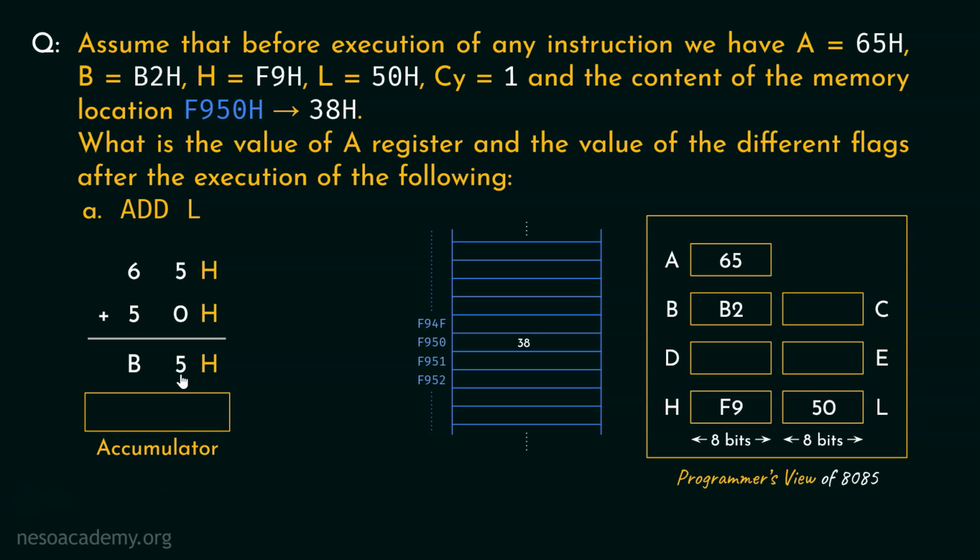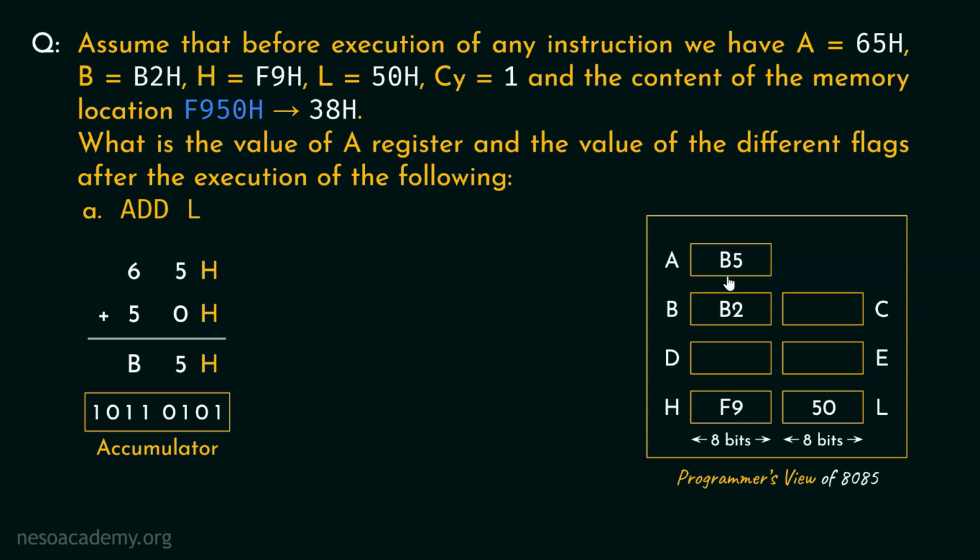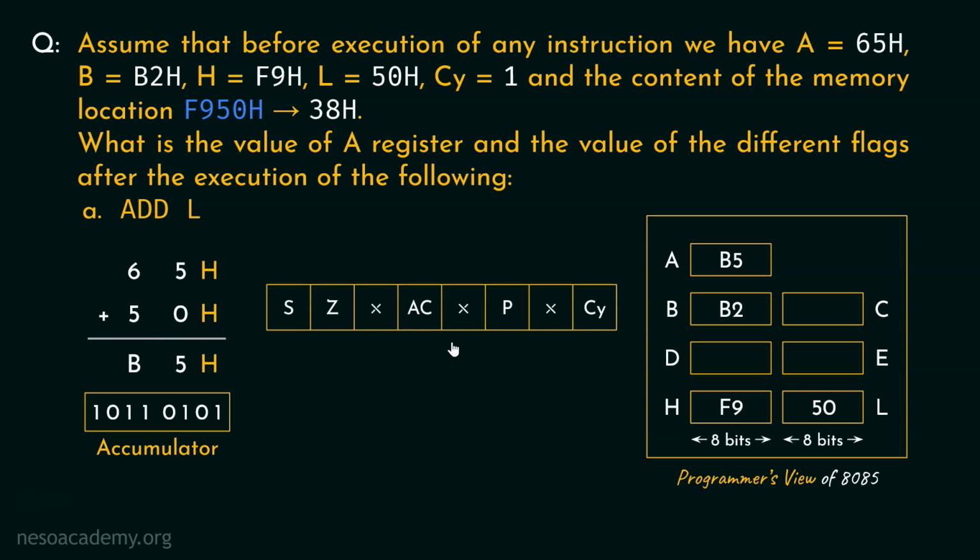Now the 4-bit binary of 5 is 0101. What about B? B is 11 and in binary it is 1011. So within the accumulator, the outcome, that is B5, will be loaded. So that's the value inside the A register after the addition has been performed. Let's now check the flags register. Now if you remember, initially the carry flag was set, right? But now look at the operation. After the addition was done, it didn't generate any carry. So the carry will be reset to 0.